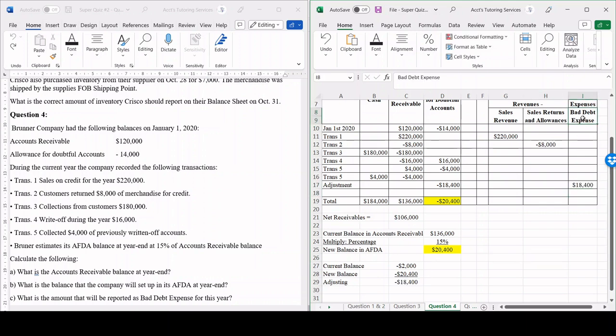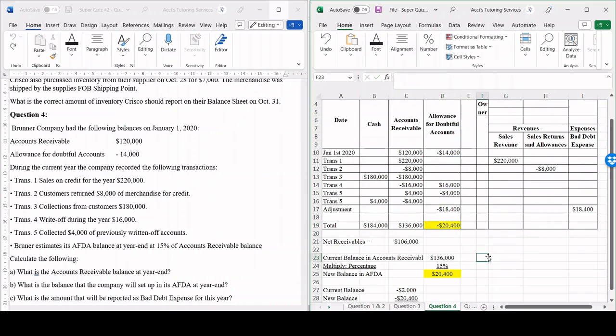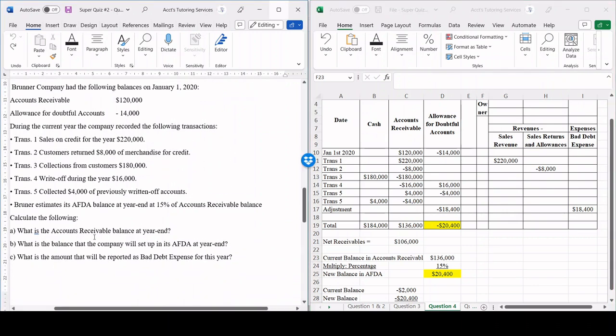So bad debt expense only comes into effect when we do the year-end adjusting entry. We can double check our work, which is very important to do, to see if we did it correctly. Let's calculate the balance here using these numbers. Negative 14,000 plus 16,000 plus negative 4,000 plus negative 400 gives us negative 2,400. There you go. So we double checked our work. We got it correct. So let's answer the following questions at hand.